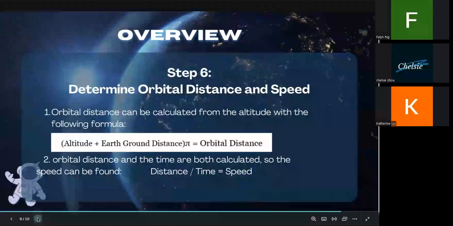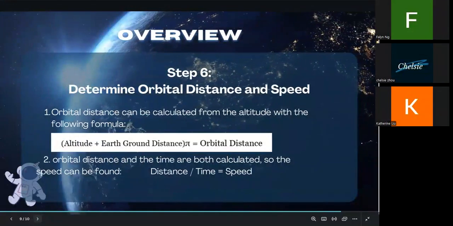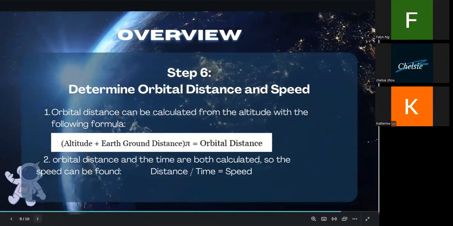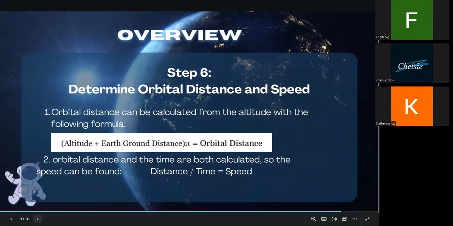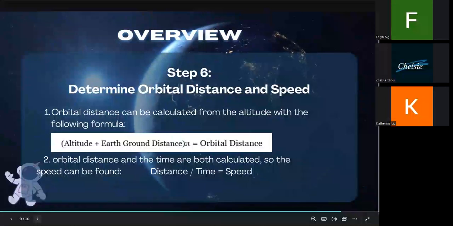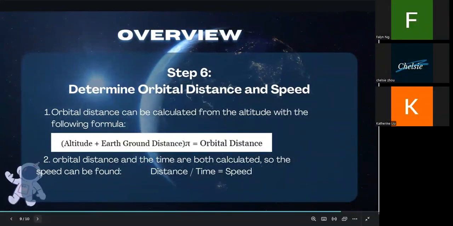And then step 6, we will determine the orbital distance and speed. First, orbital distance can be calculated from the altitude with the following formula. And secondly, the orbital distance and the time are both calculated, so now the speed can be found by distance over time equals to speed.